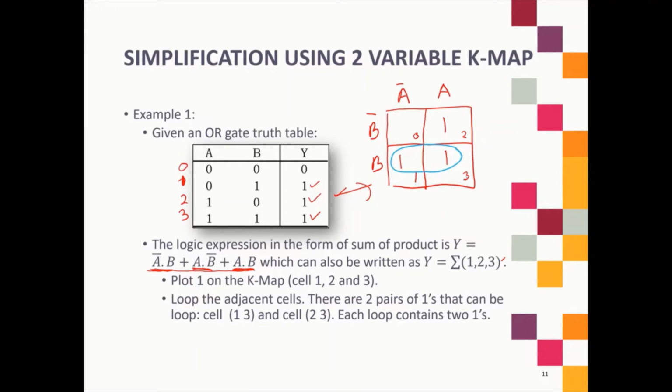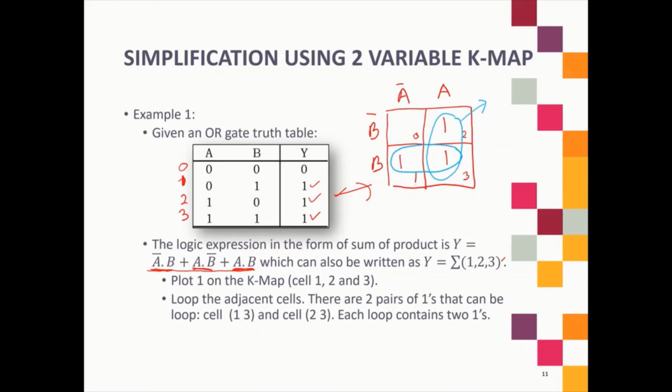And then you go for the remaining 1 that has not been looped, which is this value. You can loop it together with this value. That's why the step stated that the loops may overlap. So you can overlap the loops. In this example there are two loops, and each loop produces one simplified product term. So how can you find the simplified product term? For example, for the first loop, what is the simplified product term? You need to take out the similar variable for that loop.